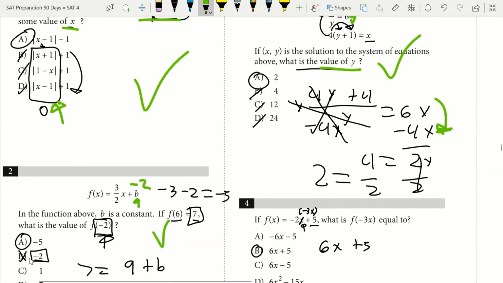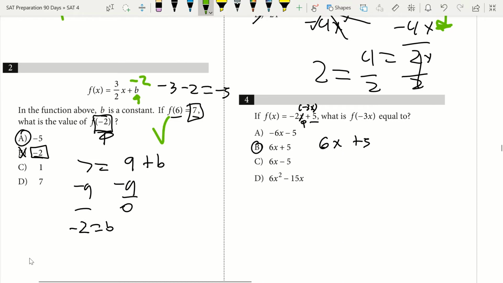That's correct. Number 4, I've got f of x is equal to negative 2x plus 5. What's f of negative 3x? That's going to be negative 3x times negative 2. It's plus 6x plus 5. Answer there is correct as well.